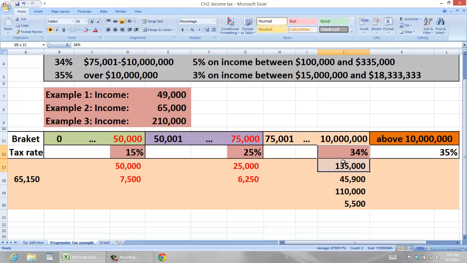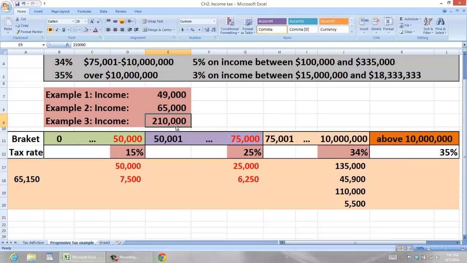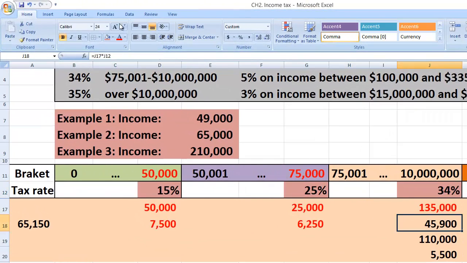Okay? Why does that number fall in that bracket but not the one above 10 million? Very simple. Your earning is 210, it is more than 75, and it is less than 10 million. That is why we have the 34%. So now, how much tax do you have to pay for the rest 135,000? Very simple. You take 135 multiplied by 34%. So here we go. The tax you have to pay is 45,900.